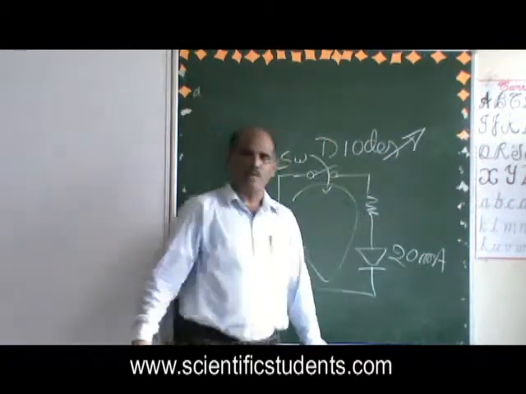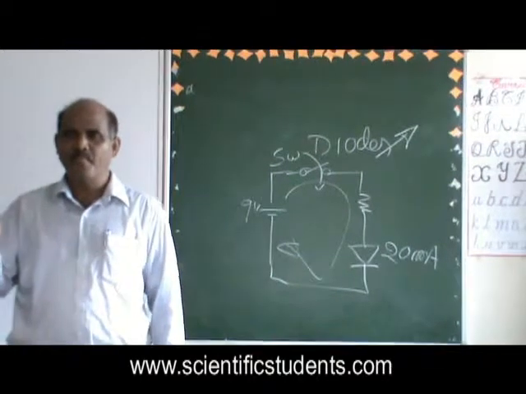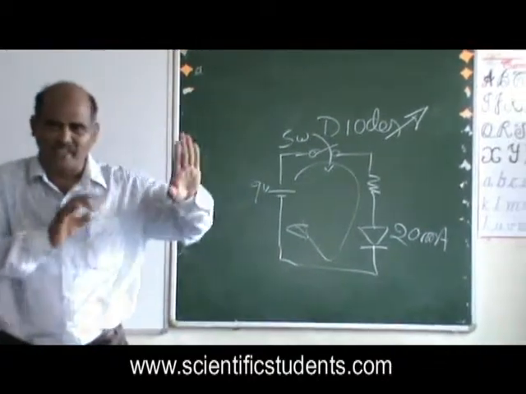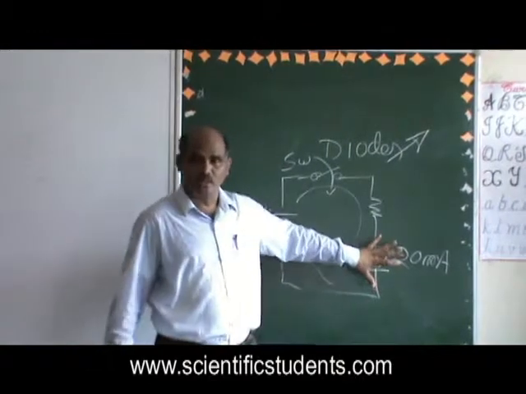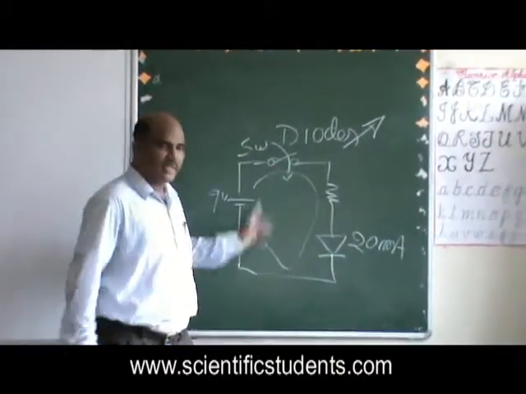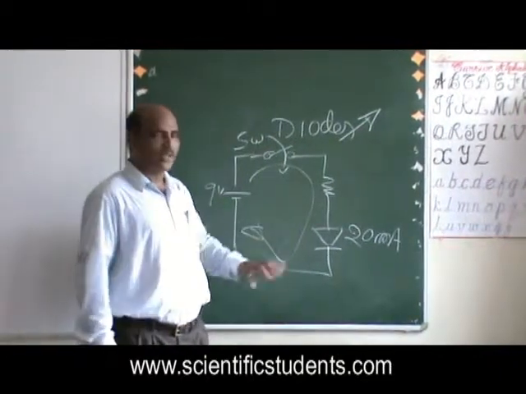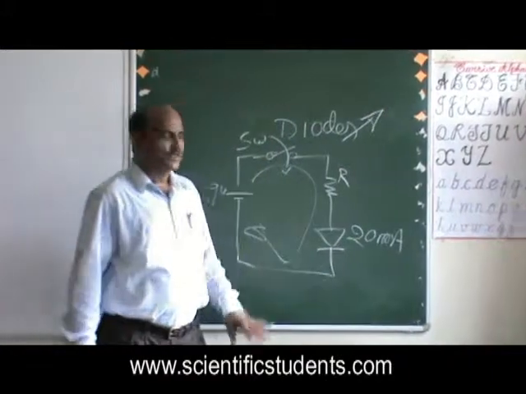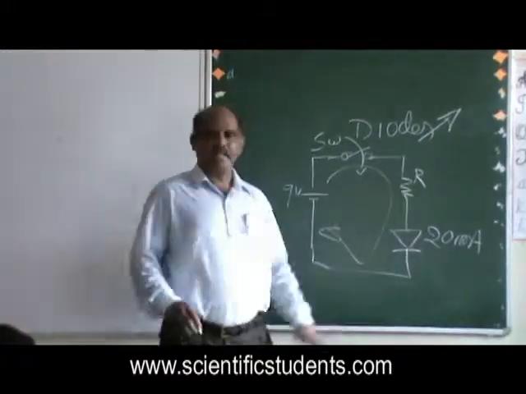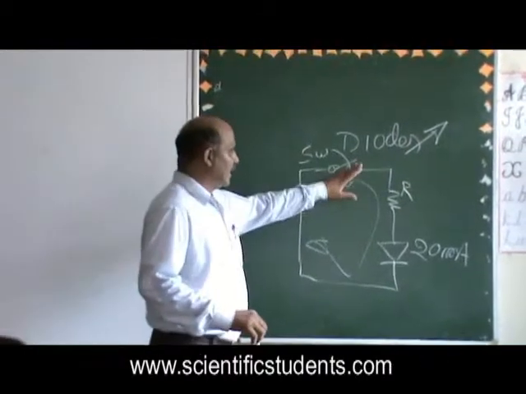How do I control the current? What did I tell you? The function of resistance is what? To oppose the flow of electrons, so that current can be controlled. I don't want to allow the current in this loop to be more than 20 milliampere. So how do I do it? By introducing a resistor here. I will design the value of the resistor in such a way that it will not allow more than that current.